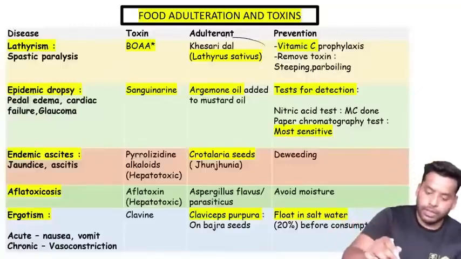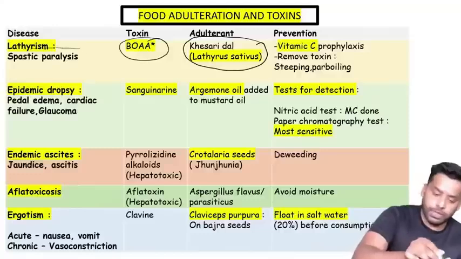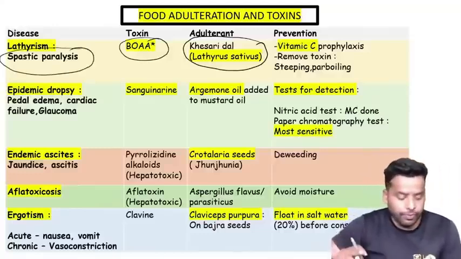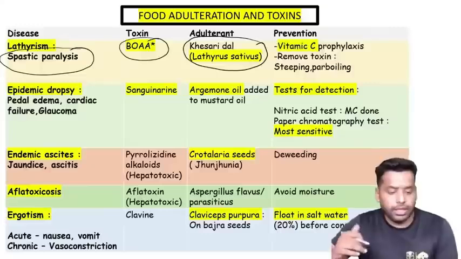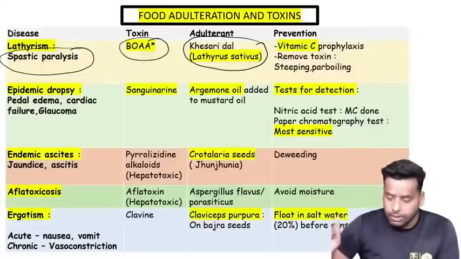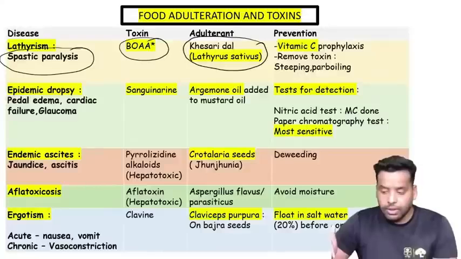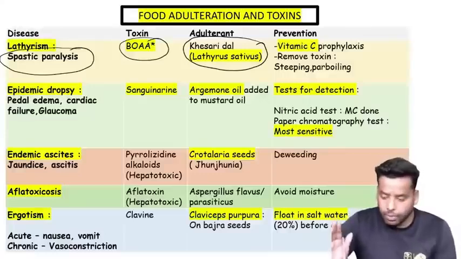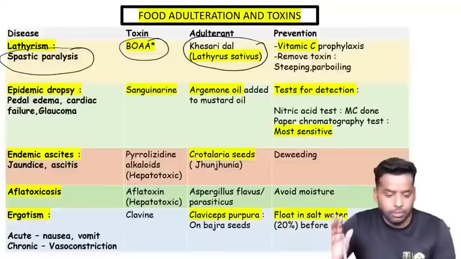Consumption of kesar dal with this toxin can lead to spasticity. What is that called as? Lathyrus sativus if you consume. There is one toxin that can lead to spasticity: beta oxalyl aminoalanine, BOA.